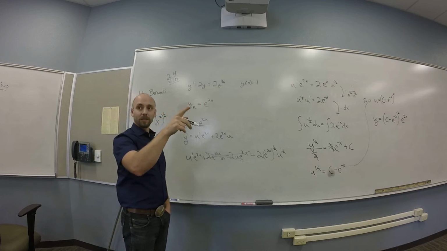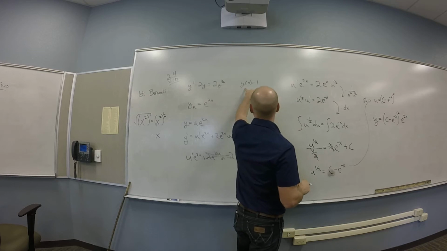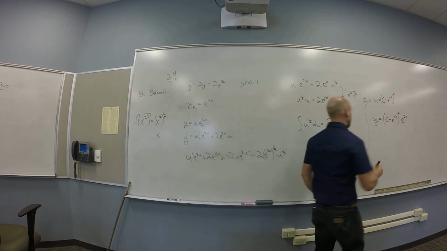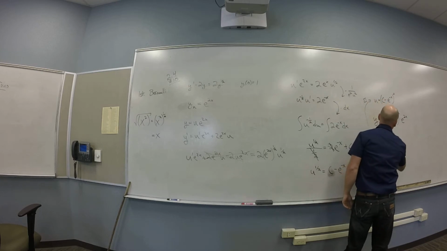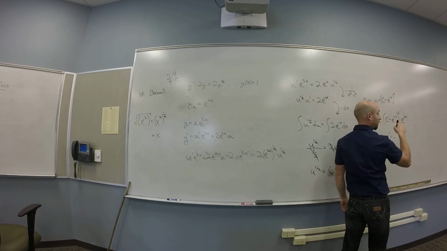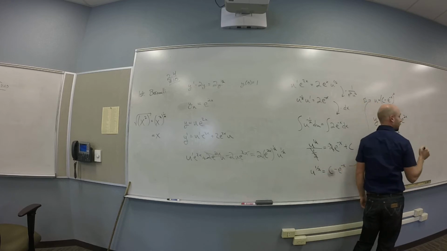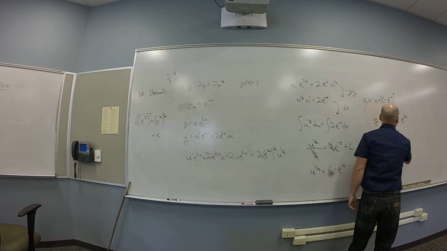Then I should evaluate at the initial condition, right? So y at 0 is 1. So if I plug 0 in here, I'll get c minus 1 squared times 1 is 1.